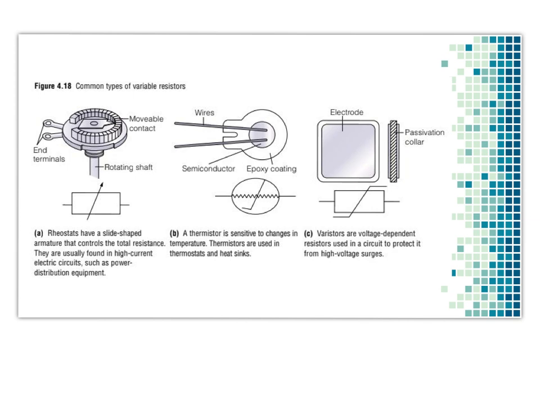A rheostat has a slide-shaped armature that controls the total resistance. So these are able to move here. They're usually found in high-power electric circuits, such as power distribution equipment. A thermistor is sensitive to changes in temperature. Thermistors are used in thermostats and little heat sinks. Okay. Last one, a varistor. They are voltage-dependent resistors used in a circuit to protect it from high voltage surges.